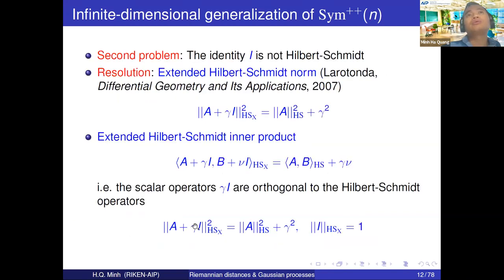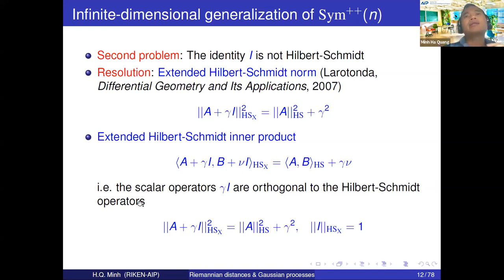And so the resolution of this is something called the extended Hilbert-Schmidt norm, which was introduced by Larotonda in 2007. So instead, we define the extended Hilbert-Schmidt norm, where the norm squared of A plus gamma I is equal to the Hilbert-Schmidt norm squared of A plus gamma squared, along with the extended Hilbert-Schmidt inner product. It is defined in this way so that the scalar operators gamma I are orthogonal to the Hilbert-Schmidt operators.